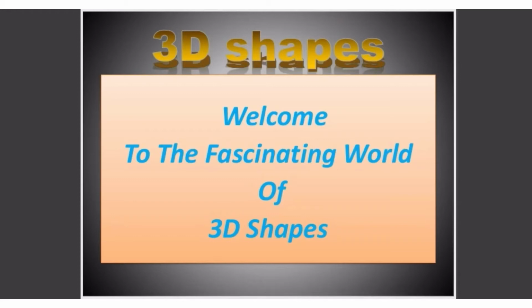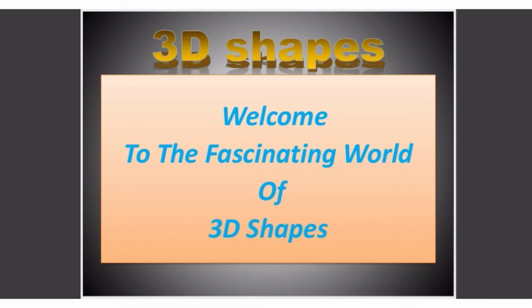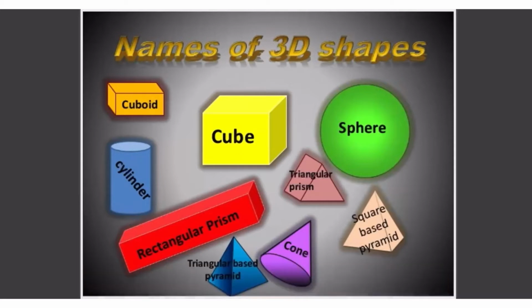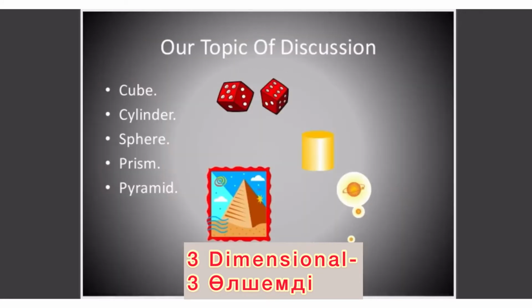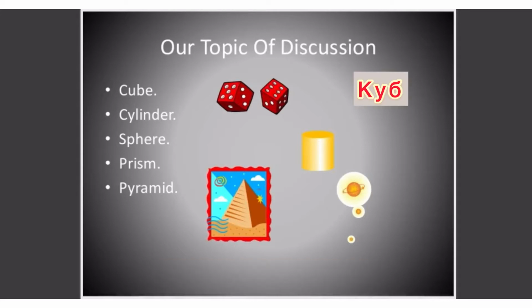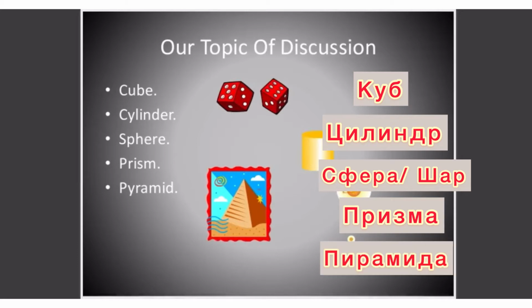Hey, welcome back. This is a video about 3D shapes. Watch it till the end. We will be learning the names of 3D shapes. Now, what is 3D shapes? It means three-dimensional shapes. Our topic of discussion, we will be discussing about cube, cylinder, sphere, prism, pyramid.